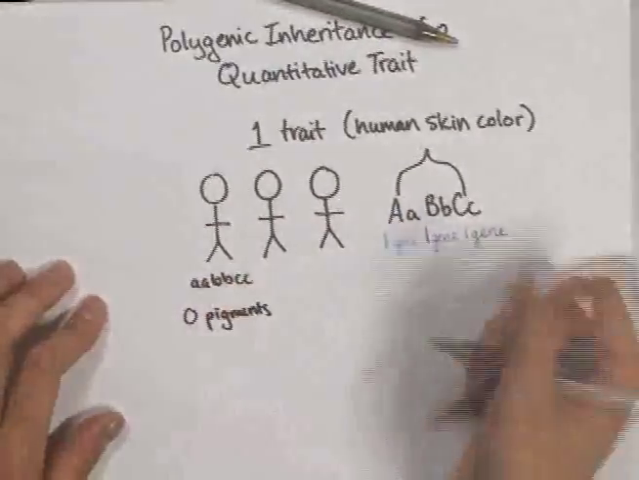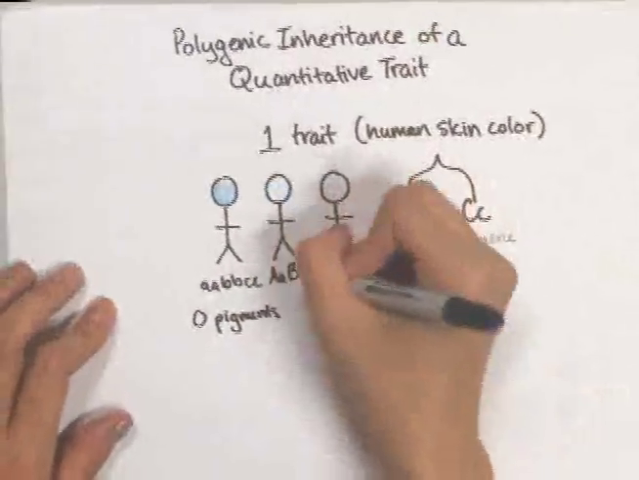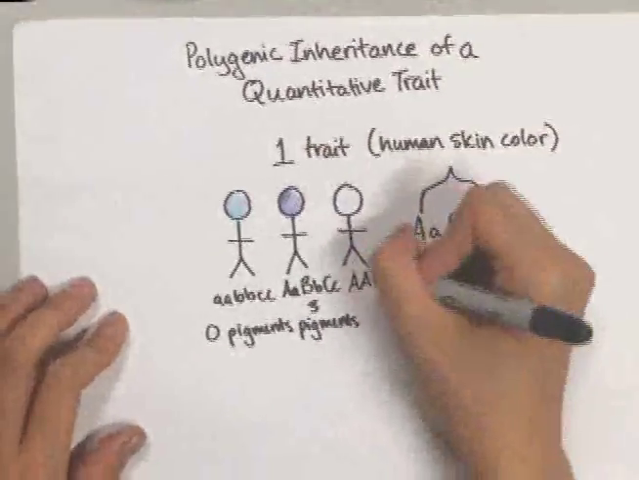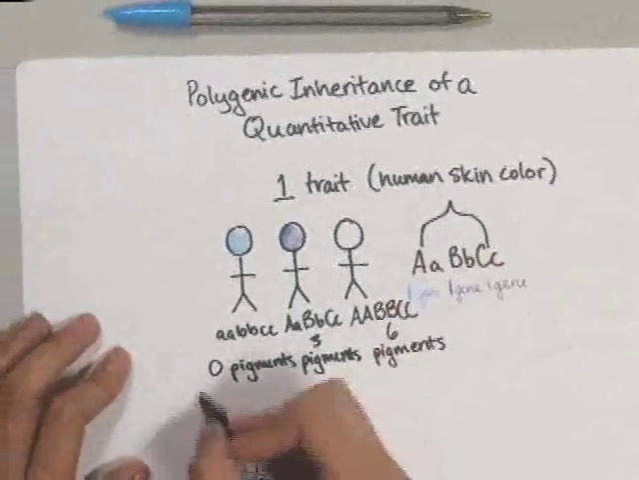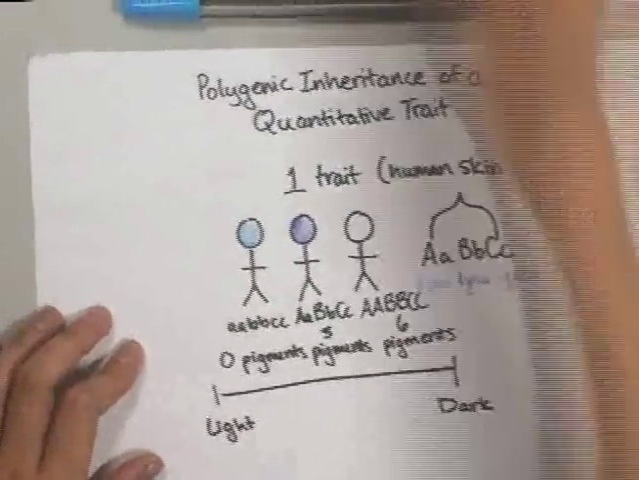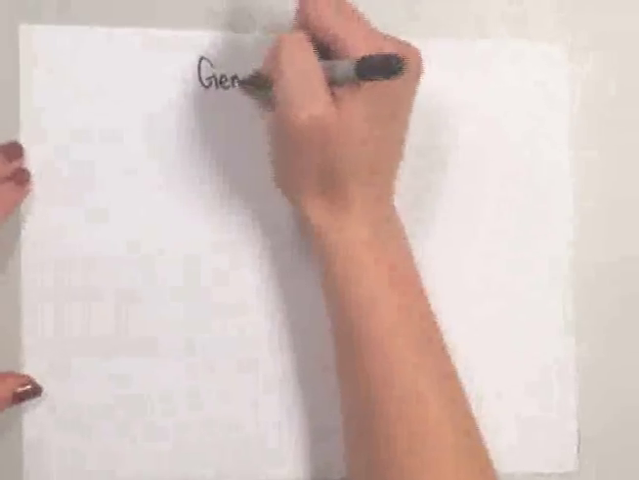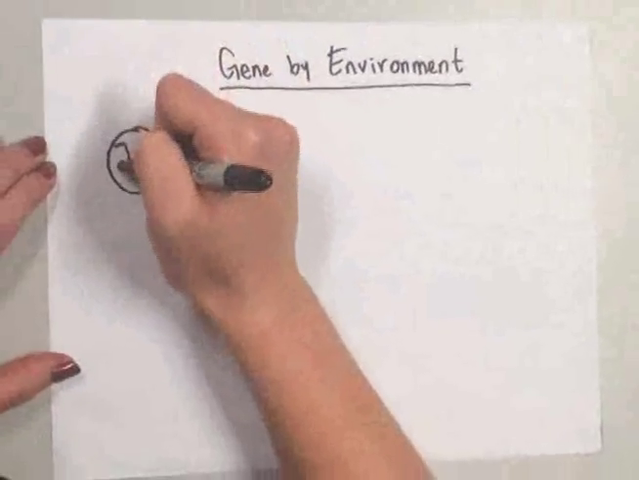For example, human skin color is a quantitative trait controlled by 3 separate genes. Each gene has 2 alleles that control one pigment of skin color. The 3 genes can produce 6 pigments of skin color, and the more pigments a person has, the darker their skin is.